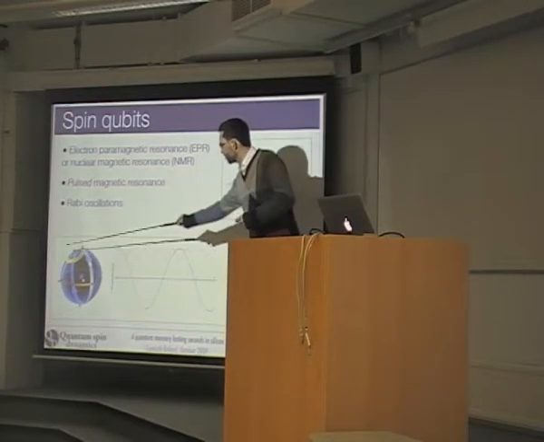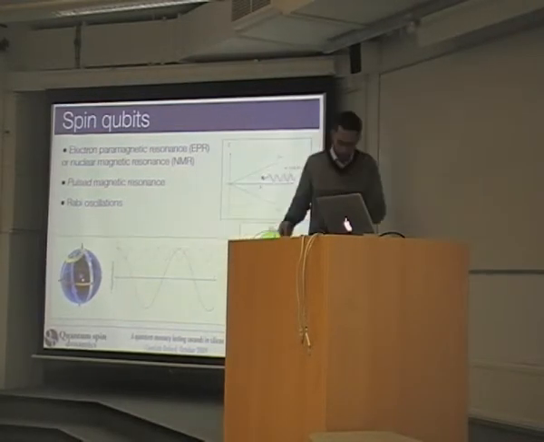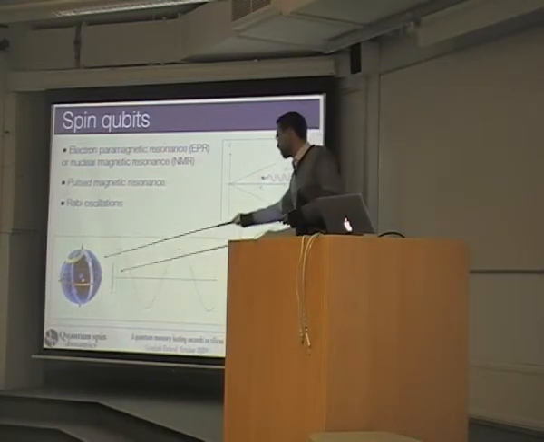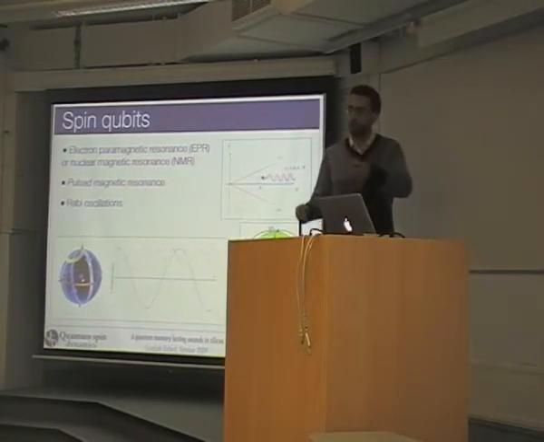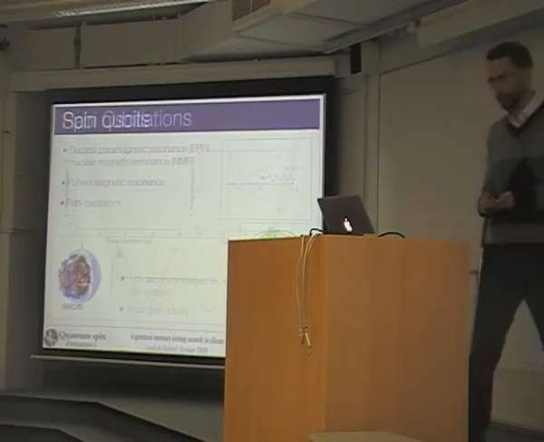If we move off resonance, away from the rotating frame, the Rabi oscillations are then much shallower, and it's not possible to completely move from one eigenstate to the other.